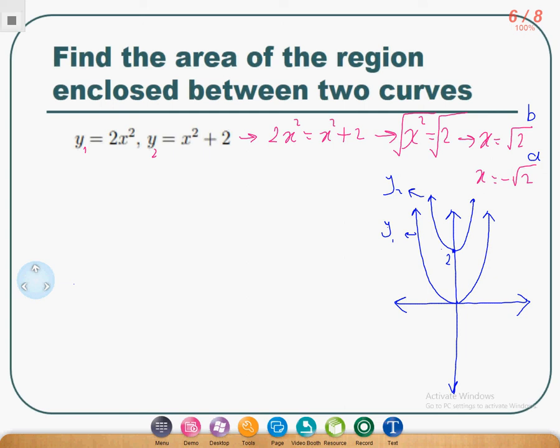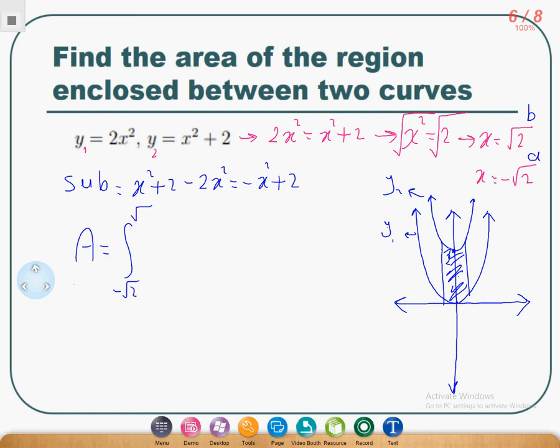I think you can decide which one is up, which one is down. So I will take this area, or find the result for this area. Now subtract like we did before. Which one is up? y2. Yes, so x squared plus 2 minus 2x squared. Simplify, it will be negative x squared plus 2. Now find the integration, which means the area, from negative square root 2 to square root 2, I mean the values of A and B, for negative x squared plus 2. Don't forget to put dx.